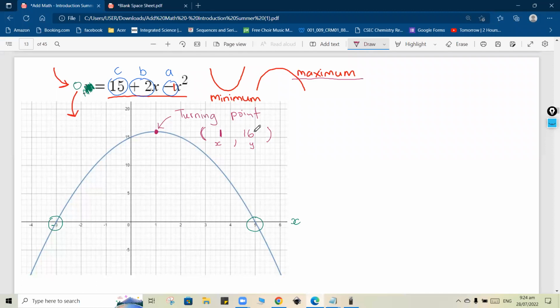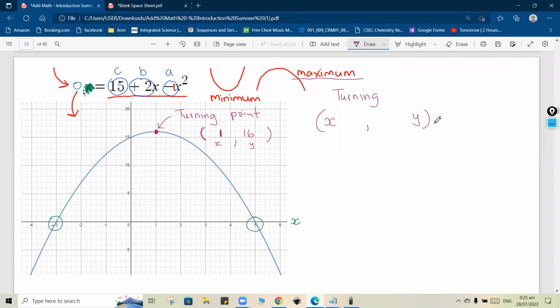Now, remember, we are just estimating. How do we know it's exactly 16? For all you know, it's 16.01, 16.1, 16.25. The only way to get the exact answer is by calculation. So whenever we're trying to find the turning point, all turning points in a quadratic will have an x coordinate and it will always have a y coordinate.